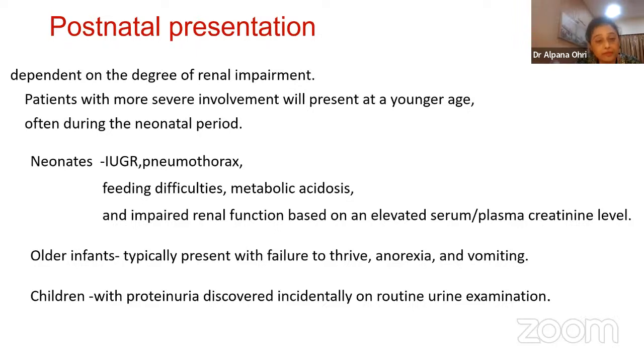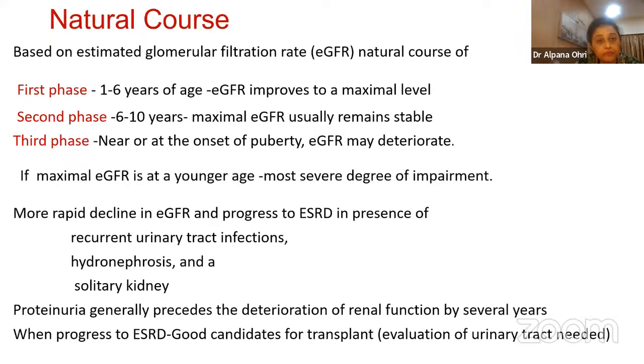They may have respiratory difficulties, even pneumothorax, or in slightly older infants, failure to thrive, anorexia and vomiting. And if they somehow pass this stage of infancy, they are usually asymptomatic for some time. So older children are picked up by sonography and finding of proteinuria detected incidentally on urine routine examination.